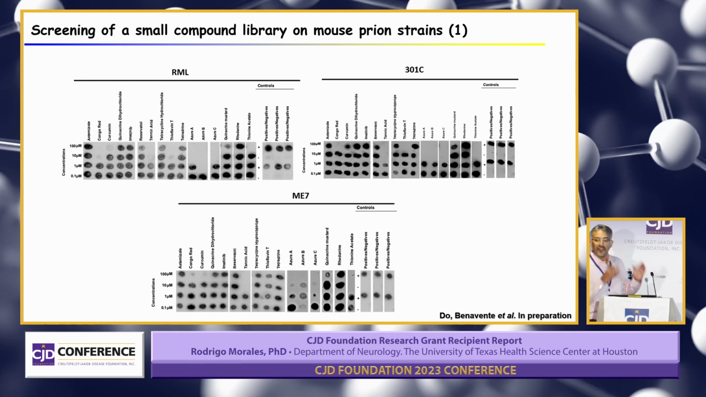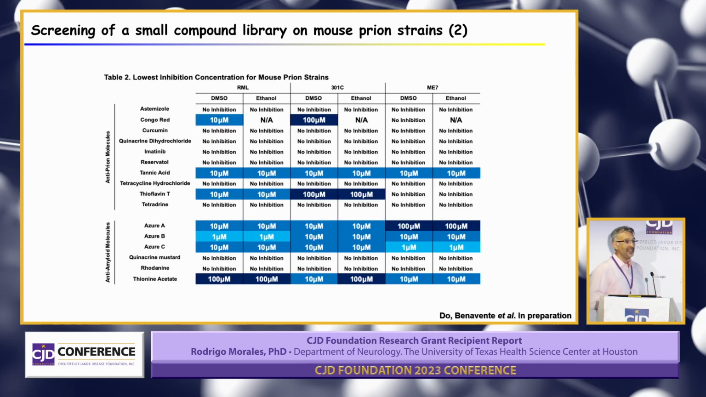After we achieved that, what we did was to test preliminarily a small library of compounds that were reported before with anti-prion activity, or with anti-amyloid activity. Anti-amyloid meaning that they were affecting other misfolded proteins, amyloid beta, alpha-synuclein, etc. This is how the screening looked, but the results can be better appreciated in the table. We tested each compound at 3 different concentrations.